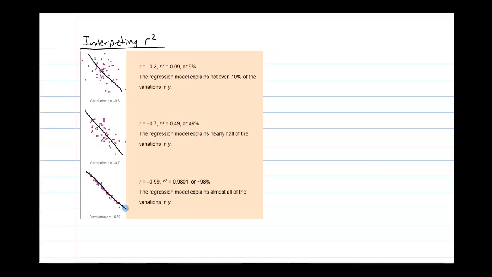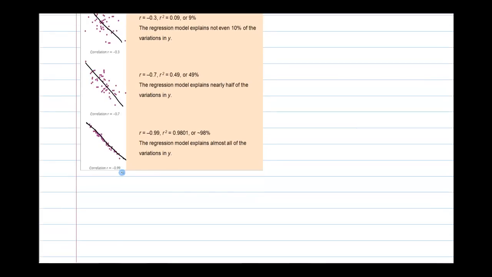Now this last one will be our best case. I still have that negative value, but when I square the negative 0.99, I get almost 98%. The regression model explains 98% of the variability in y, and that's really good.